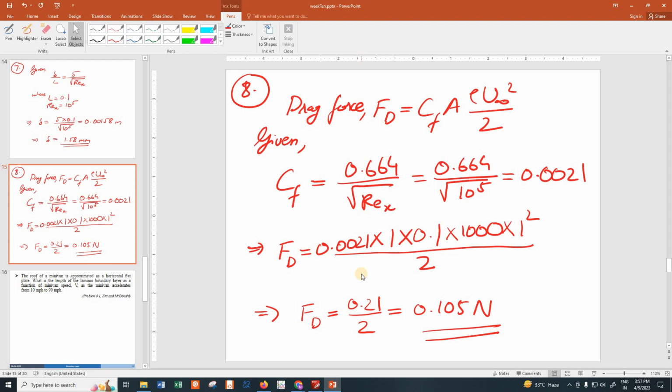And the components of the force that are normal to the flow direction would be called lift.